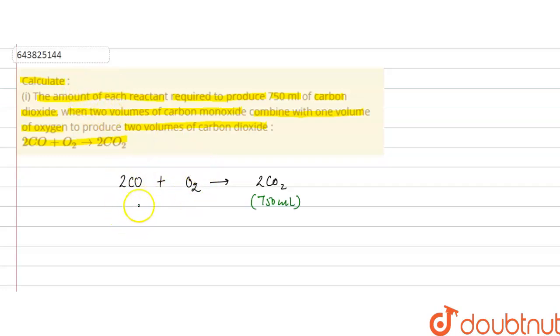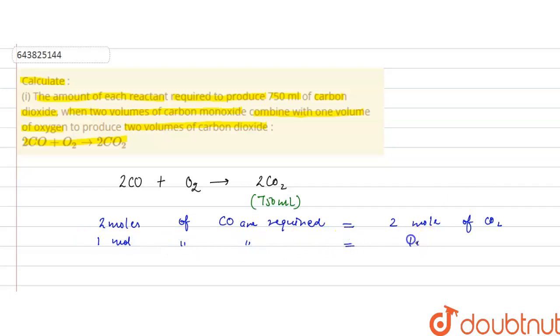Now from this given equation, from the stoichiometry, it means 2 moles of carbon monoxide are required to produce 2 moles of carbon dioxide. It means 2 moles of CO are required to form 2 moles of carbon dioxide, or we can say 1 mole of carbon monoxide is required to produce 1 mole of carbon dioxide.